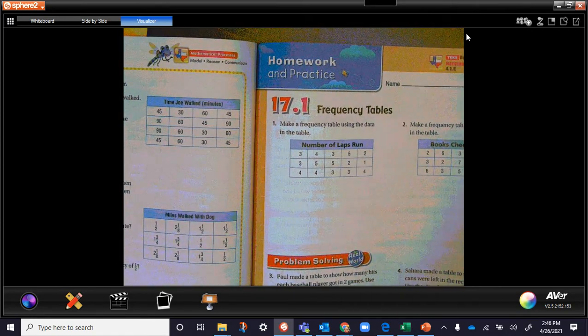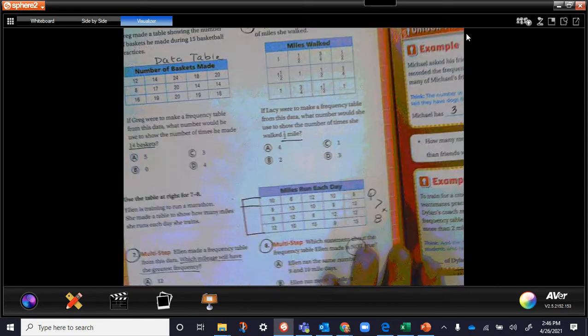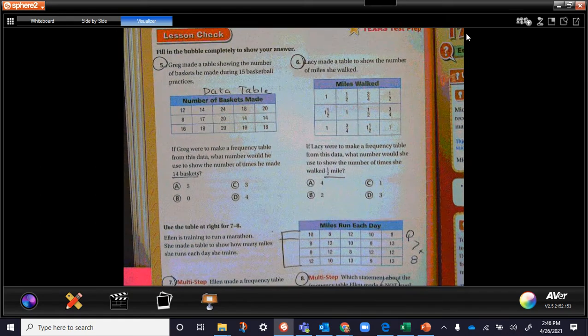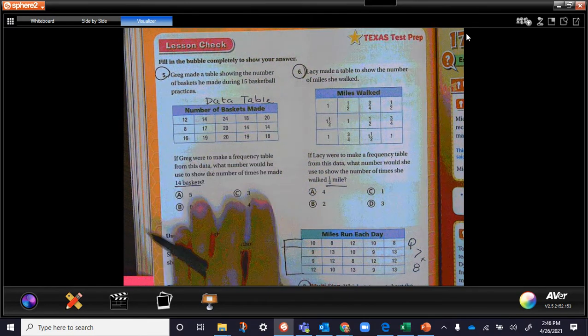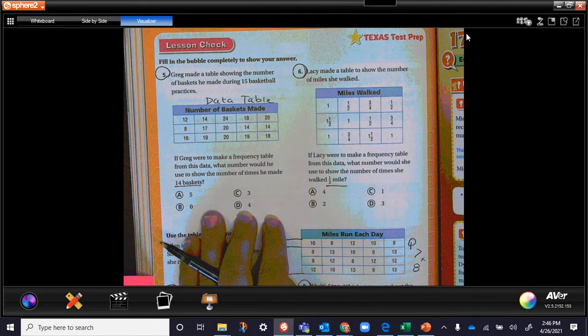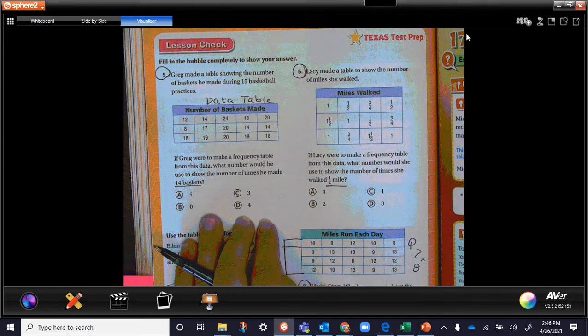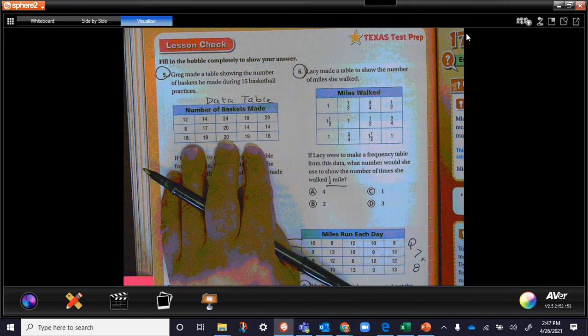Then the independent part on that is on page 602. On 602, these are all of those data tables. Your job is to build the frequency table. So take this information, count.